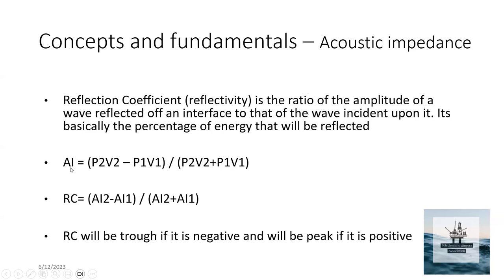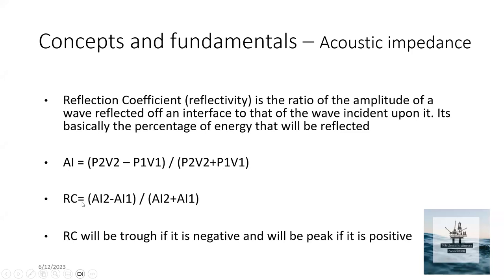We have acoustic impedance, which equals rho 2 V2. Here rho is the density of the layer, and V is the velocity of the layer. So the reflection coefficient is the ratio of rho 2 V2 minus rho 1 V1 divided by rho 2 V2 plus rho 1 V1. So rho 2 V2 minus rho 1 V1 divided by rho 2 V2 plus rho 1 V1, this is the reflection coefficient.